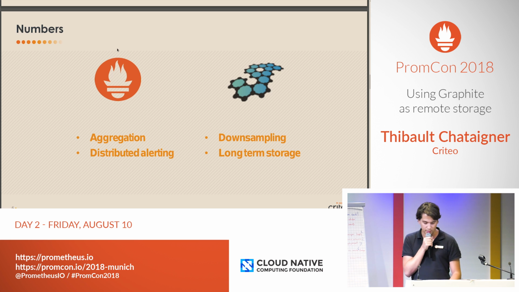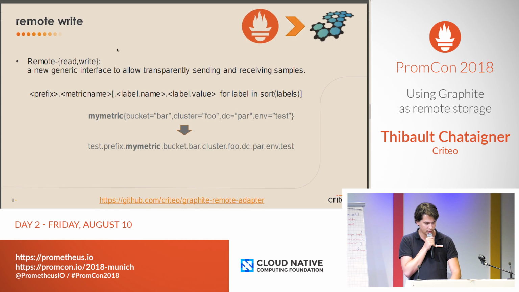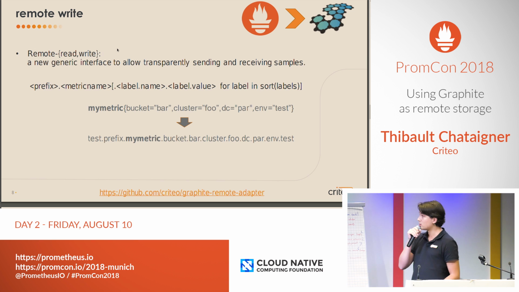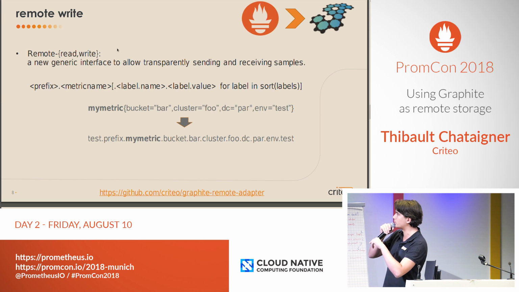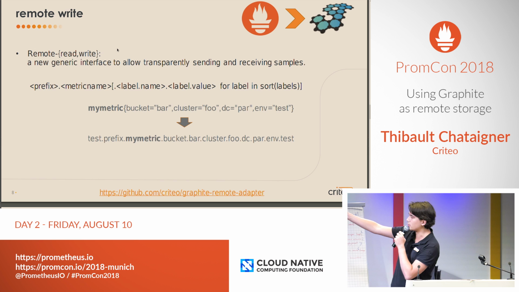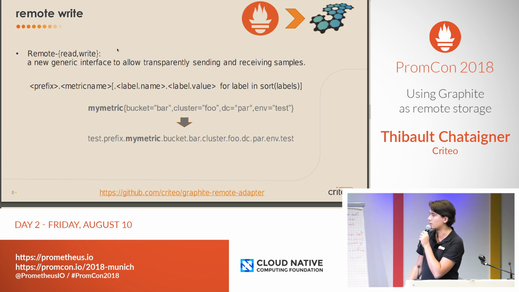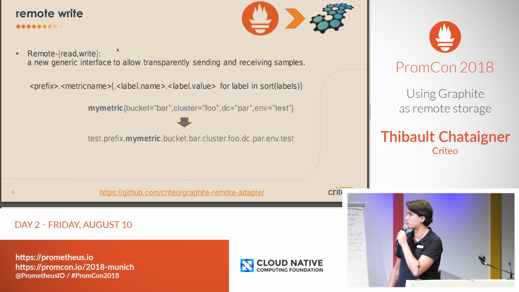So we looked at the documentation of Prometheus, and there is a remote storage API with remote write and remote read, and we forked the demo in the documentation for remote writes and Graphite. We were able to write into Graphite using a default path that is just a translation using all the labels, names, and values in alphabetic order.